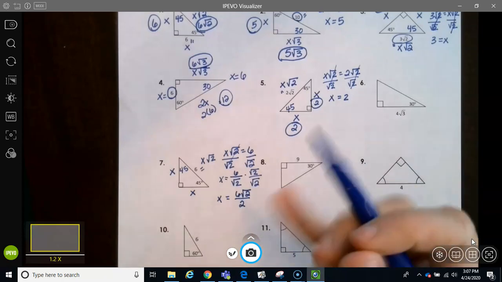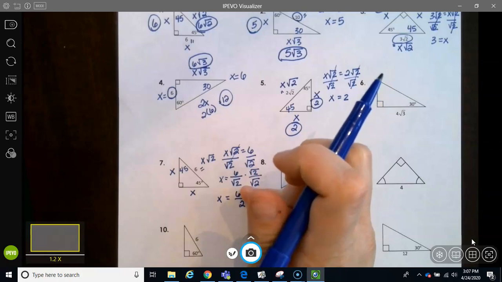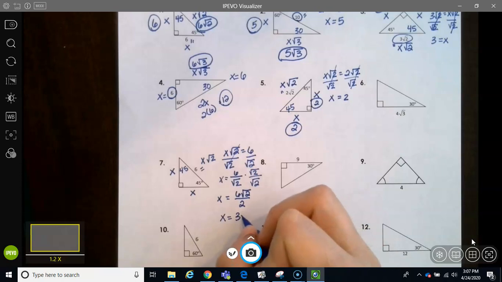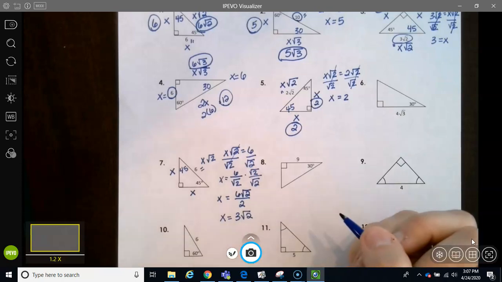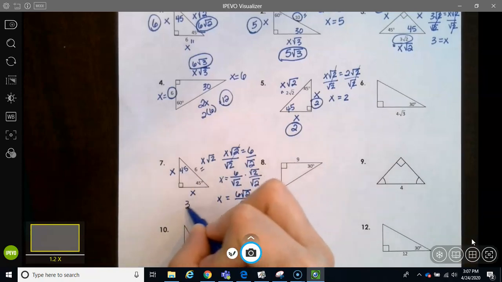All right, and then last step on that, if I cover up that square root, 6 over 2 reduces to 3. So we get x equals 3, and then bring back that square root of 2. So x equals 3 square roots of 2, so wherever I see an x, I replace it with 3 square root of 2.